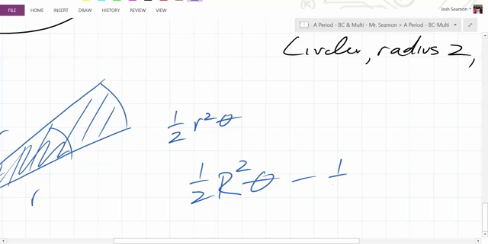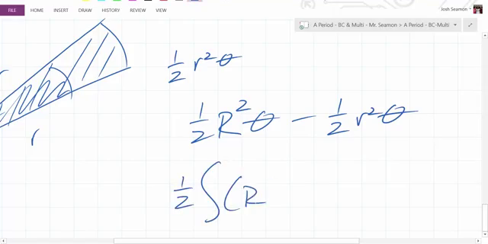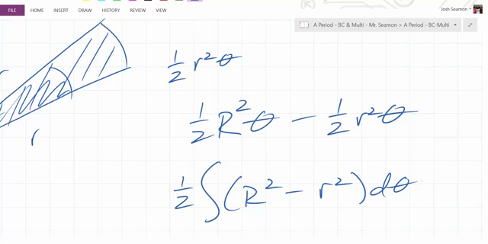And what are you subtracting? 1/2 the little radius squared theta. What factors out of both of them? You end up with 1/2, right? You have this integral of big r squared minus little r squared, and instead of theta, what's being written in the integral? d theta. d theta is like the little infinitesimal piece. You're adding up a lot of these. That's what Riemann sums do. They glue together lots of infinitesimally small things.